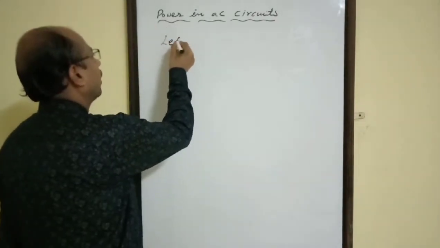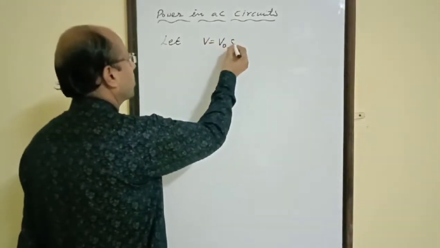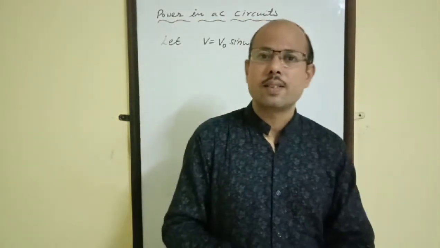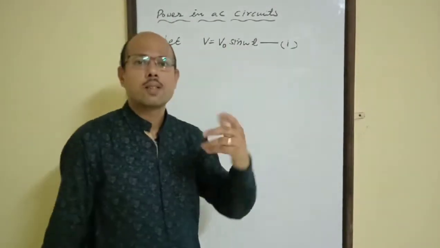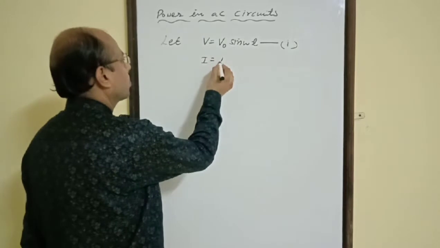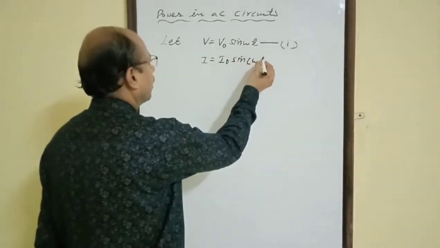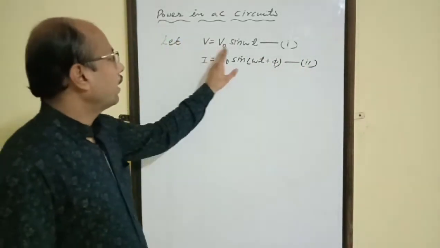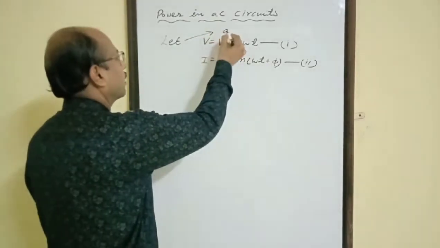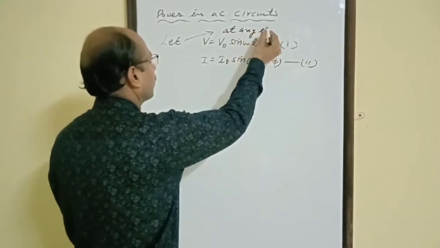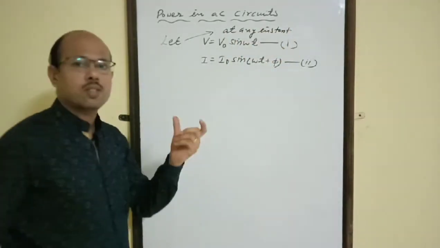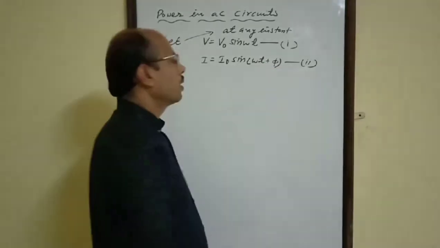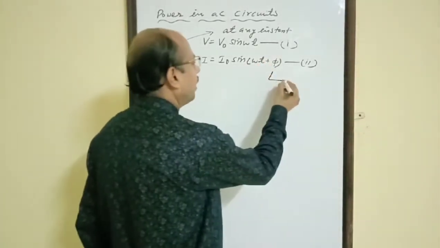Let at any instant of time v equals v naught sin omega t, and i equals i naught sin(omega t plus phi), where phi is the phase difference.